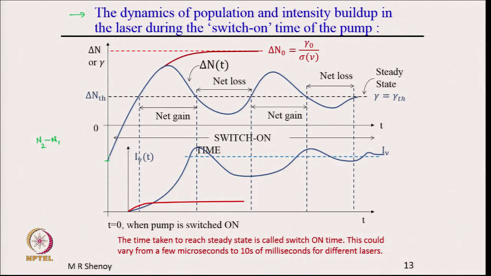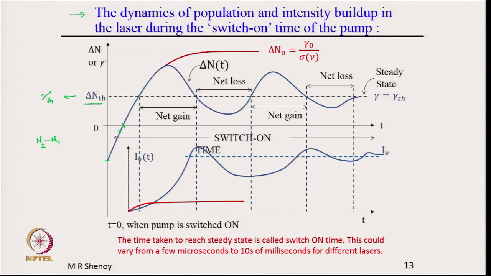So, the population starts increasing, it crosses 0, that is delta n becomes positive, that means there is gain in the medium. But gain is not sufficient. After some time it crosses delta n threshold, that is the threshold population inversion corresponding to gamma threshold. Delta n threshold corresponds to gamma threshold.